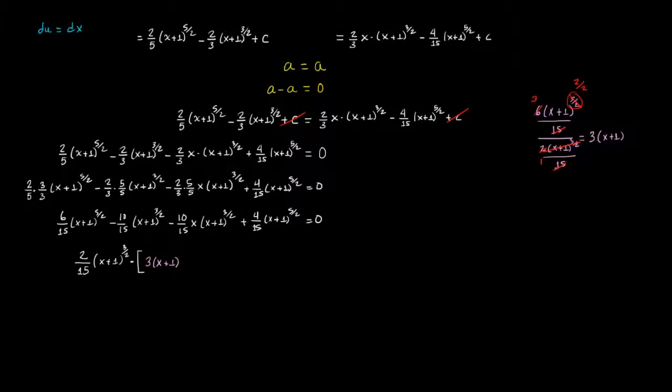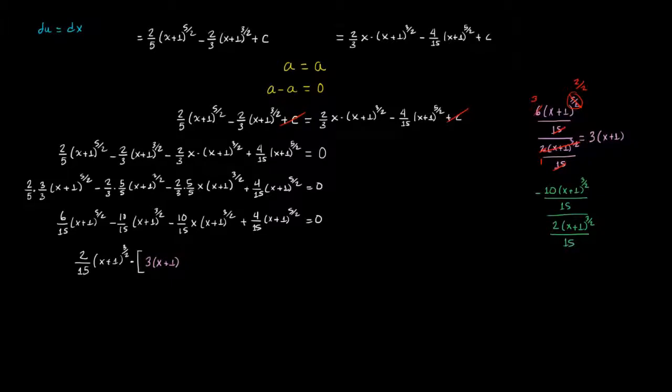I'm going to use the green color. So I'm going to divide minus 10 times (x plus 1) raised to the 3 over 2, all divided by 15. I'm going to divide it by the common factor, which is the one in here. So it's going to be 2 times (x plus 1) raised to the 3 over 2, over 15.